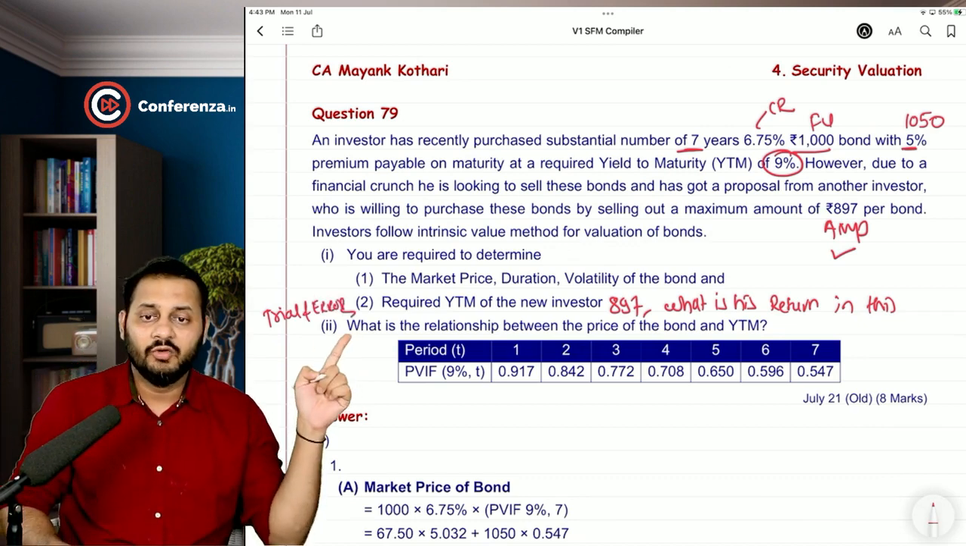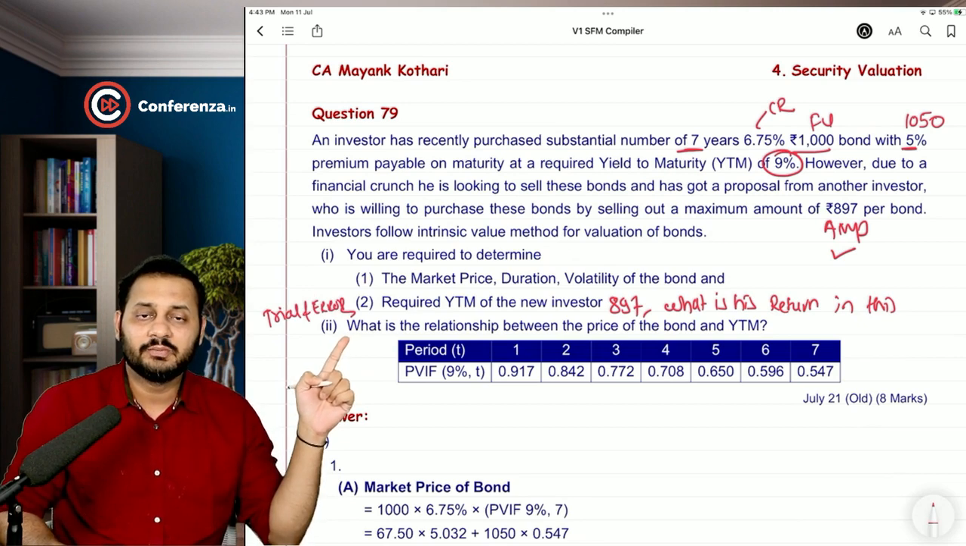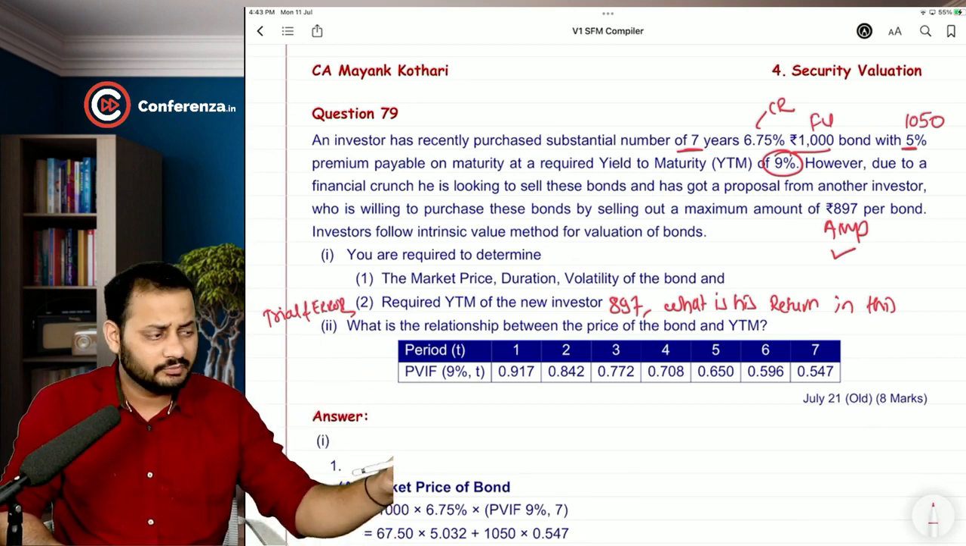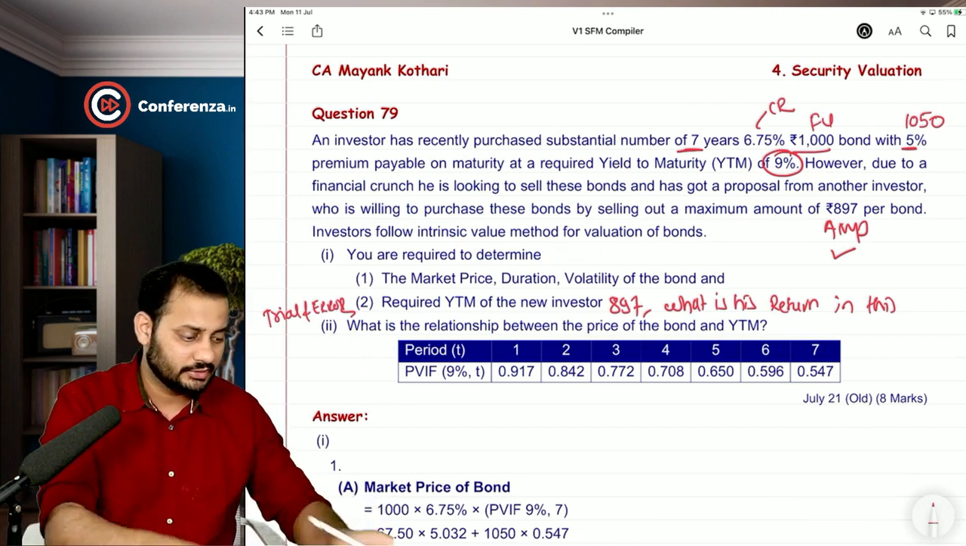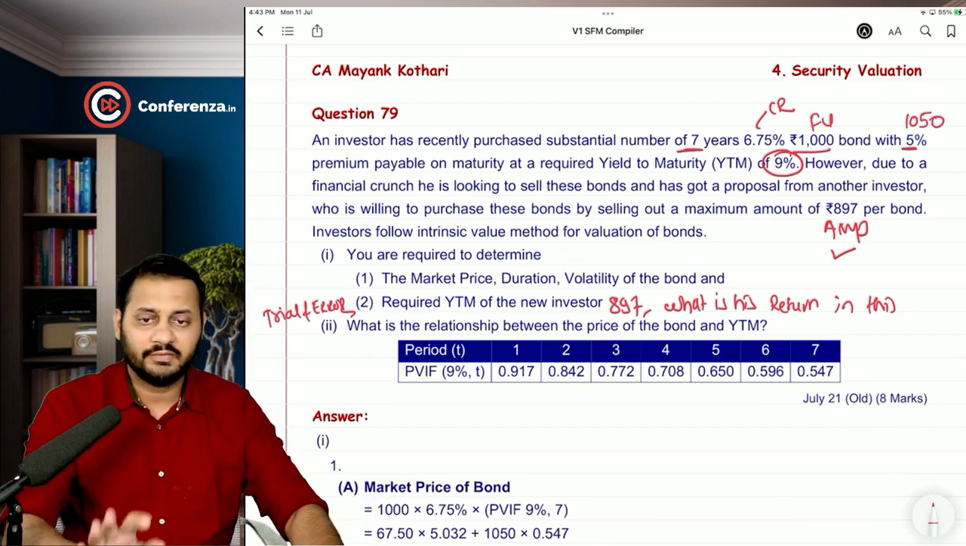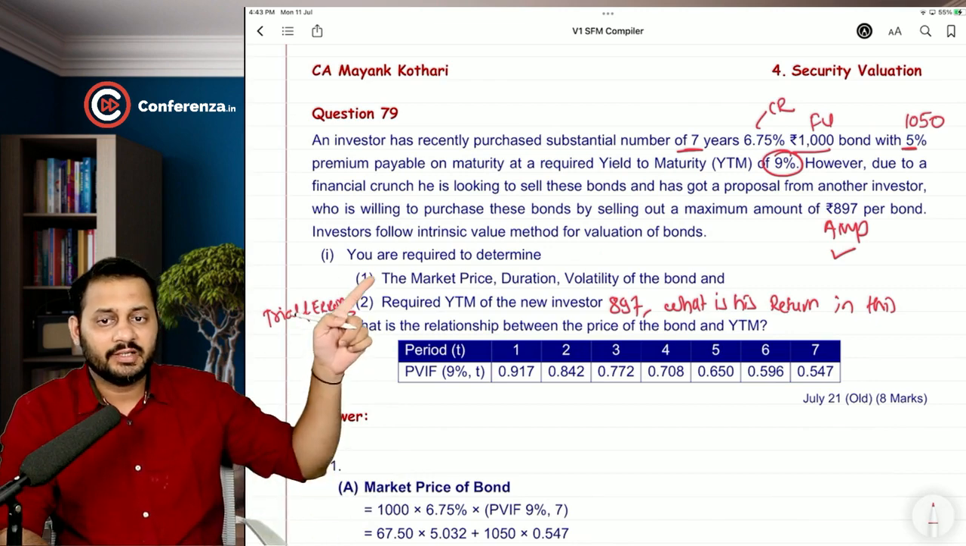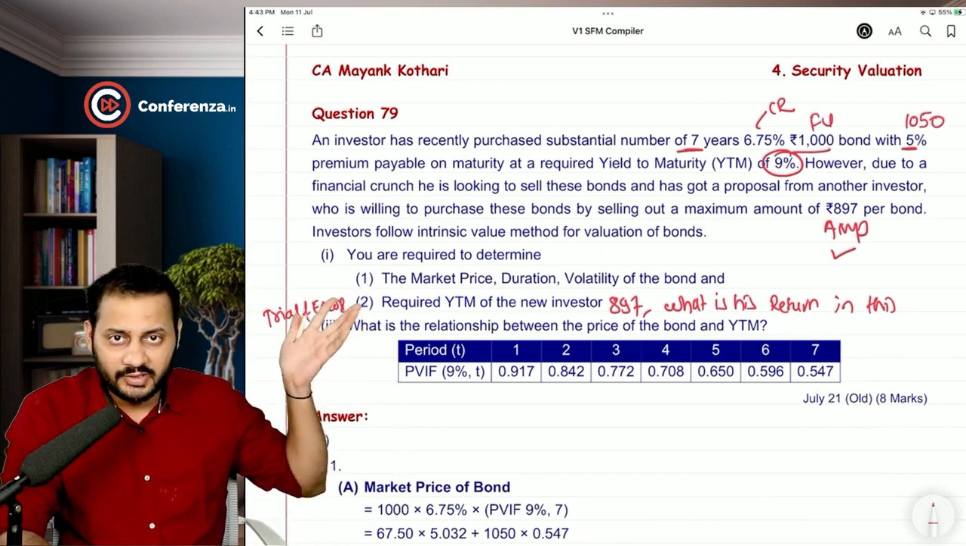Now, second part, what is the relationship between the price of the bond and YTM? Inverse relationship. Price of the bond and YTM carry an inverse relationship. Just a second. That's very simple. I think the first part is very simple. The second part I can involve myself into.